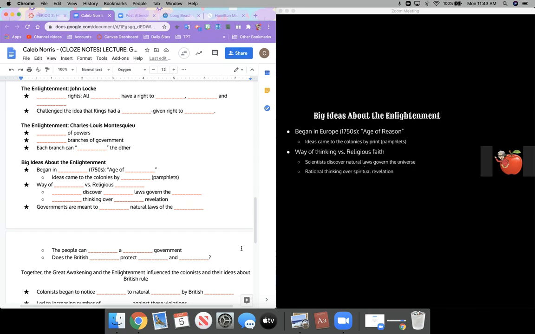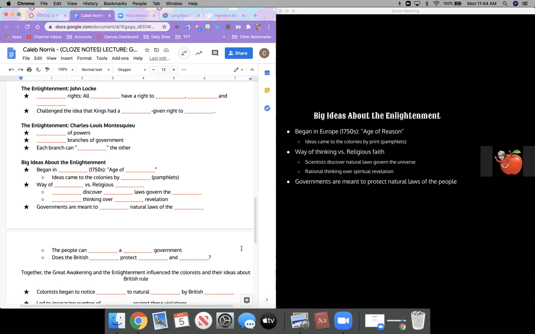Rational thinking, thinking things through with steps, was more important than some kind of spiritual revelation. Some idea that God told you this happened, a higher power told you this is the reason why these things are occurring, that's not the case in the Enlightenment. In the Enlightenment, it's about thinking things through on a rational, scientific level. Things happen for a reason, not just because. And that reason is based in science.